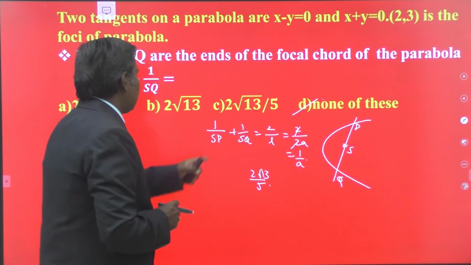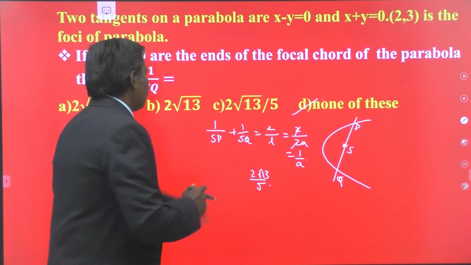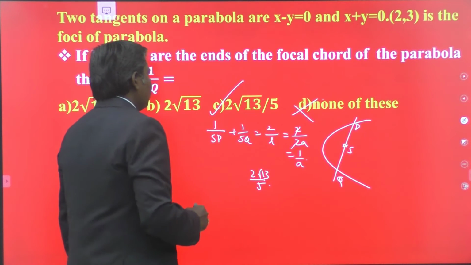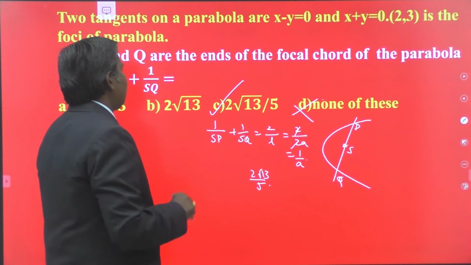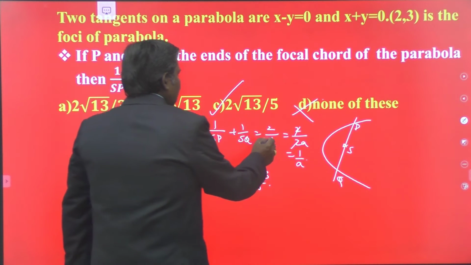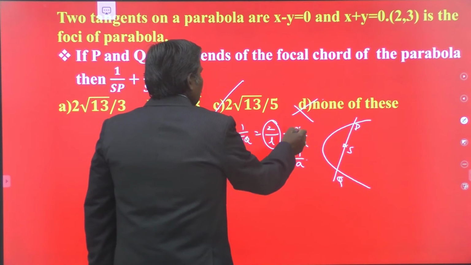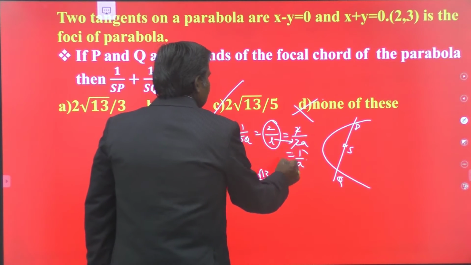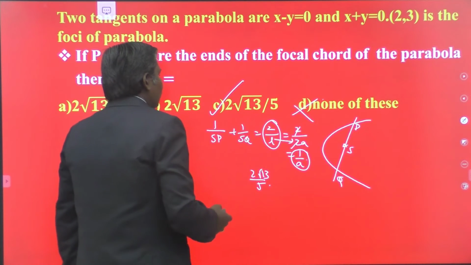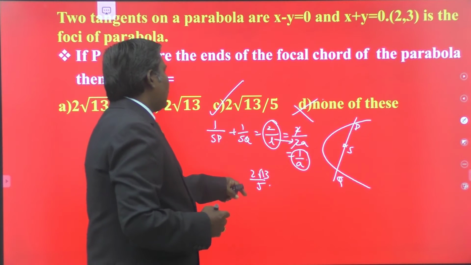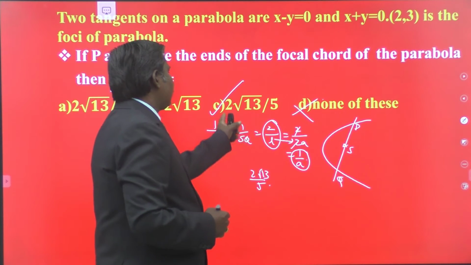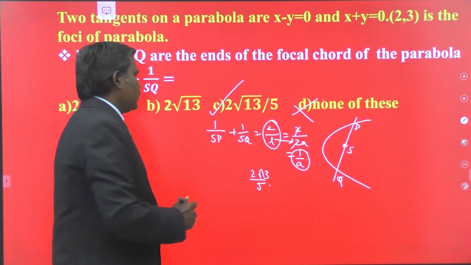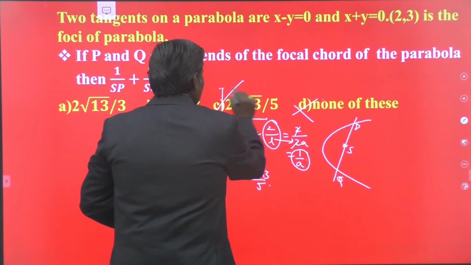So 2 root 13 by 5. Here is the answer. 2 root 13 by 5 is there. This is the answer, not none of this. 1 by SP plus 1 by SQ is equal to 2 by L, which means 2 by 2A. L is nothing but the length of the semi-latus rectum, that is 1 by A. You have the value of A as 5 by 2 root 13. So on reversing, you have 2 root 13 by 5. This is the answer. Understand?